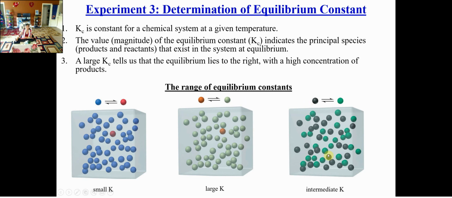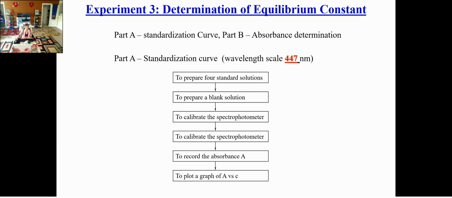If you have an intermediate K, such as 0.01 to 100, you consider this reaction to reach equilibrium, meaning you have reactants and you also have products. Again, the concentrations of reactants and products are not necessarily the same. They have no net change, but that doesn't mean they are going to be the same.